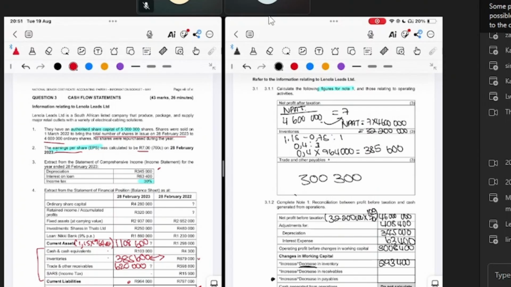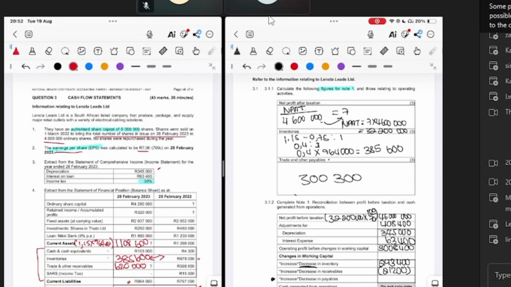Now that we have what our trade and other receivables is, we can compare it to last year. It has increased. We went from 598,800 to 620,000, which gives us a difference of 21,200. Receivables are your debtors. When your debtors pay you, you get more money. But if they're not paying you, that means your credit sales have increased, so we need to remove that amount from our net profit. So that's minus 21,200.